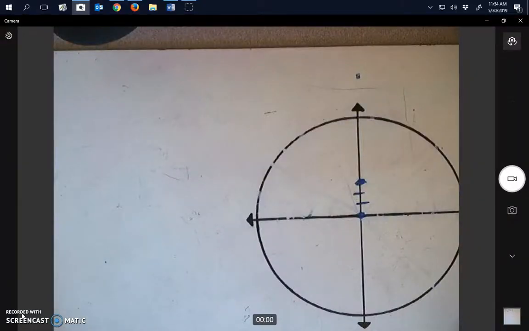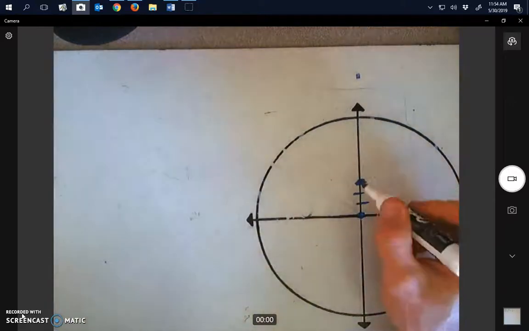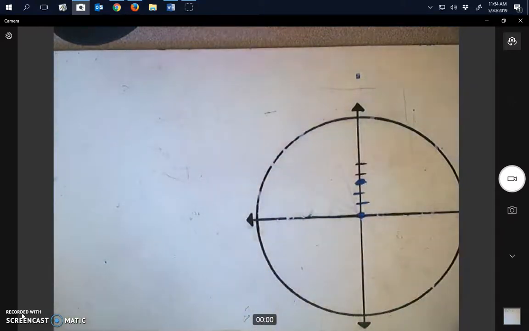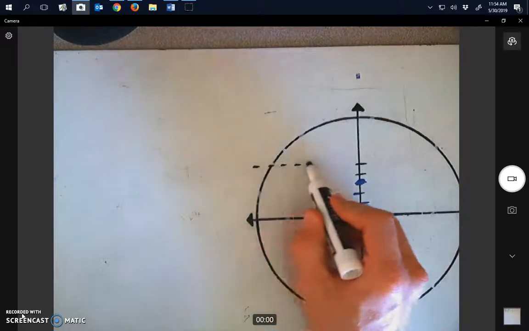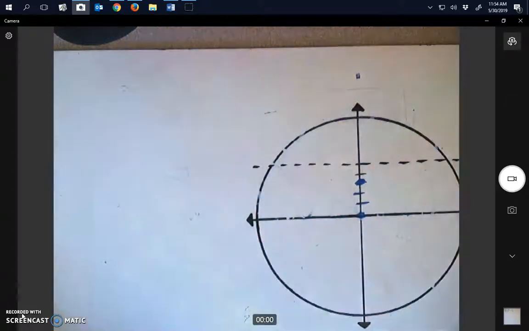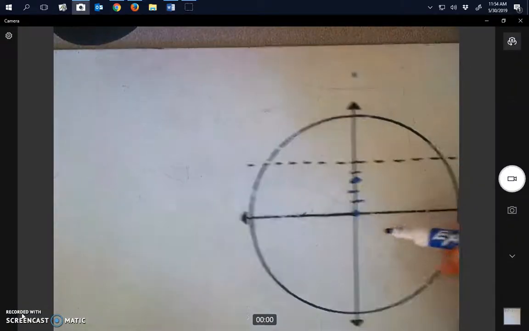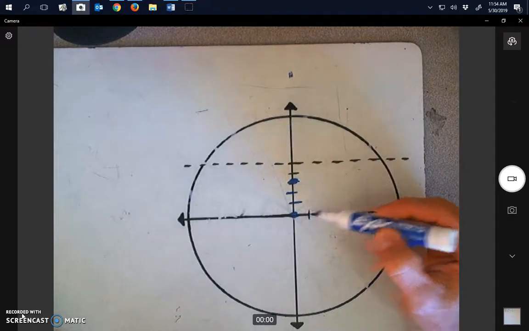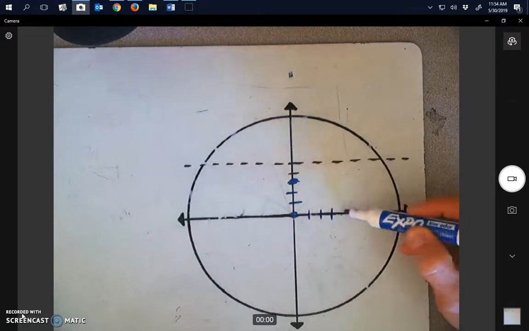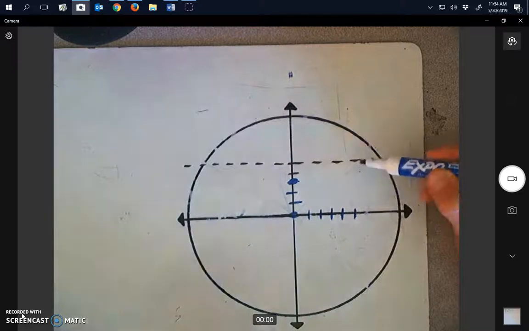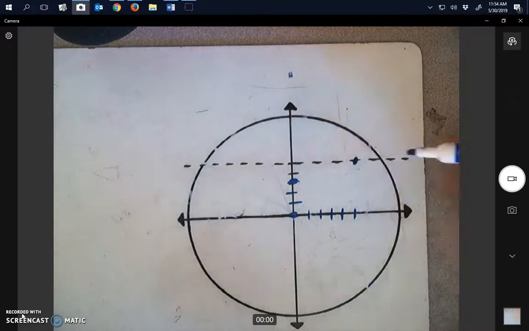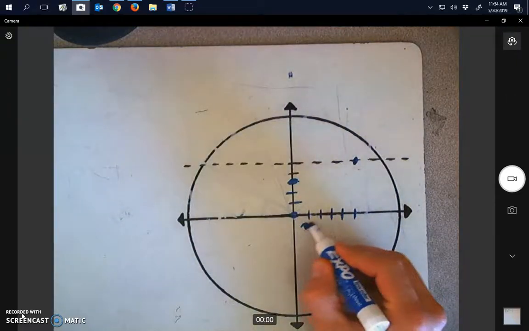At 1, 2, so that's 5. This is our midline. And it said, was it 5π? Yeah, 5π. So we're going to mark our x-axis as π. So 1π, 2π, 3π, 4π, 5π. And that's up there. And these are each π.